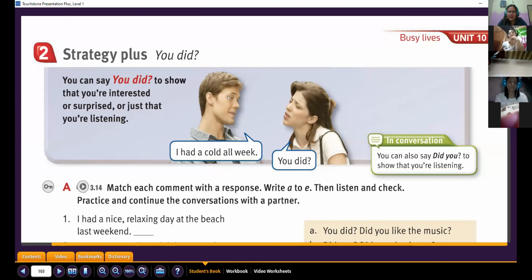But that would be the meaning here, you did. We are going to use you did when we talk about the past, of course, right? So look at this, in conversation, you can also say you did to show that you are listening. It's only an expression to show the other person that you are listening. Not necessarily to show surprise or to show interest, but to show the other person that you are paying attention to that person. Like, oh you did. Okay, nice. So you just show that you are listening to the other person.